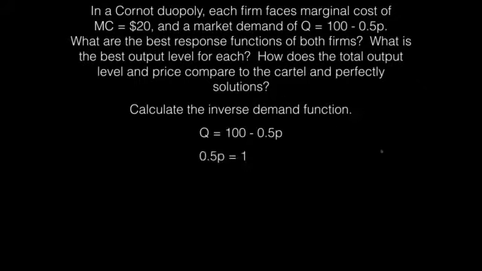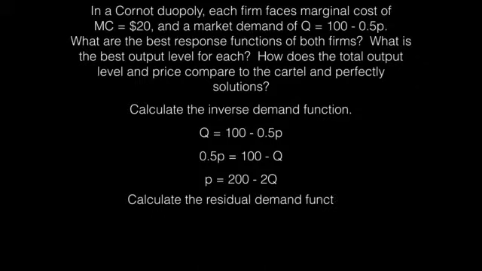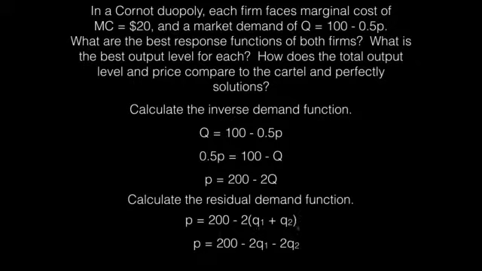So you have to calculate the inverse demand function. So you just take the market demand function and solve for P. So you end up with P is equal to 200 minus 2Q. To determine the residual demand, remember that the market quantity is just the summation of the individual two firms. This is a duopoly, so there's only two firms. So the residual demand, you just have Q is equal to Q1 plus Q2, and you multiply through with that 2. So you end up with P is equal to 200 minus 2Q sub 1 minus 2Q sub 2.